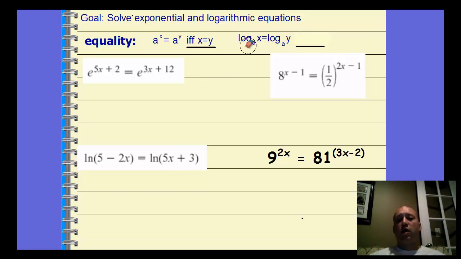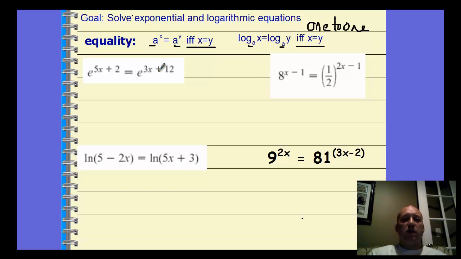The same thing is true with our logs. Log base a of x and log base a of y, same bases, x and y would have to be the same. It's the only way if that's true. So this is called the one-to-one property. Because both sides have that same base, the exponents here, or the x and y here, need to be equivalent.